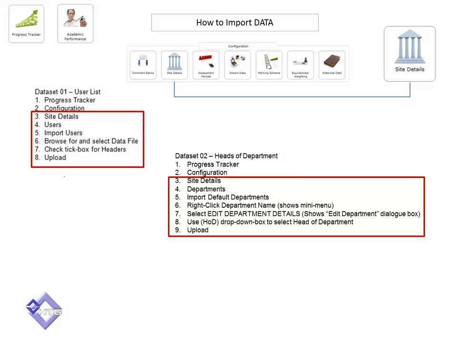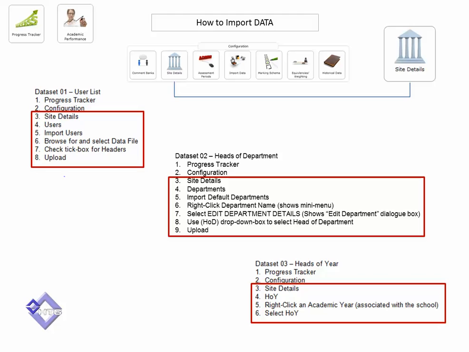Process complete. When you finish with the departments, move to the right and there's a tab that says HOY. Click that and it will display a list of all the academic years. Right click on the academic years associated with your school and select the member of staff that you want to become head of year. That's the process complete, and we've finished with the Site Details tab.